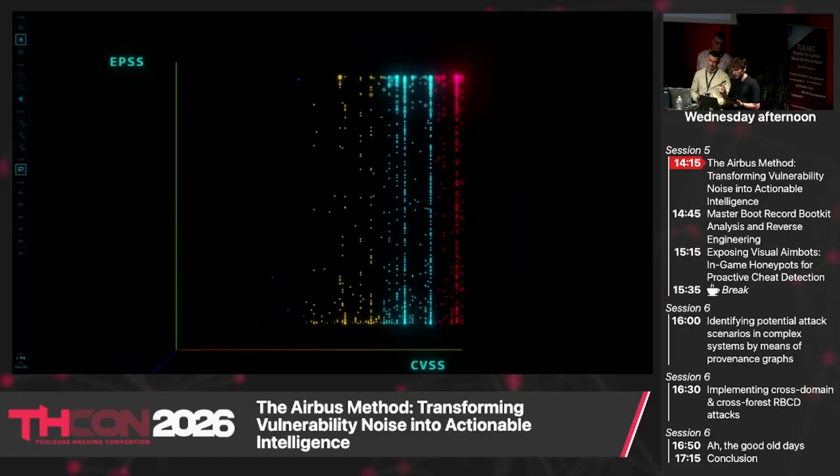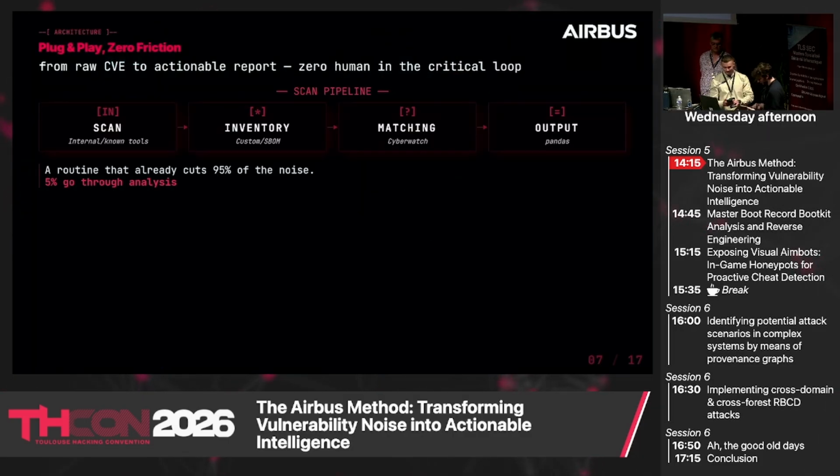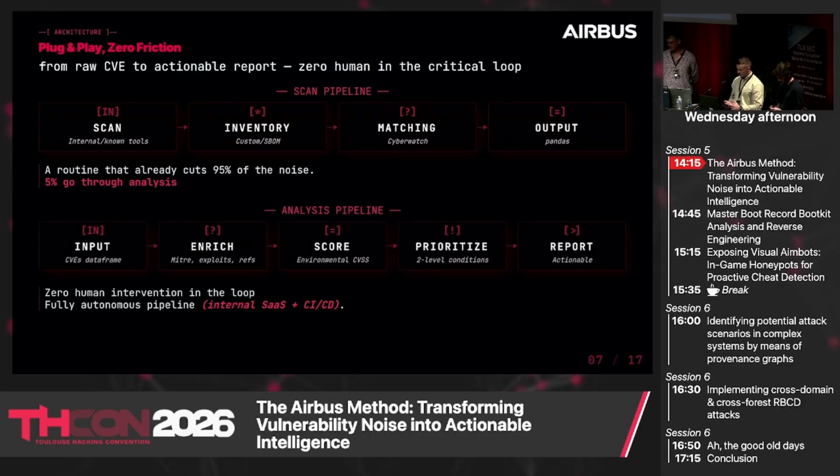And that's where we're going to act. That's exactly why we will build our own pipeline. So our approach is pretty simple. From raw CVE to actionable reports, zero human in the loop. Zero human means zero human error. And this fits perfectly within a streamlined workflow.